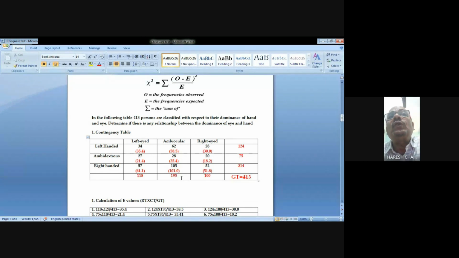Now this is your question. The red part is not in your question. The red part is your calculation part. Your question will cover only 34, 62, 28, 27, 28, 20, 57, 105, 52. Now this is the question given to you, and your hypothesis is to say whether there is any relationship between eyedness and handedness.